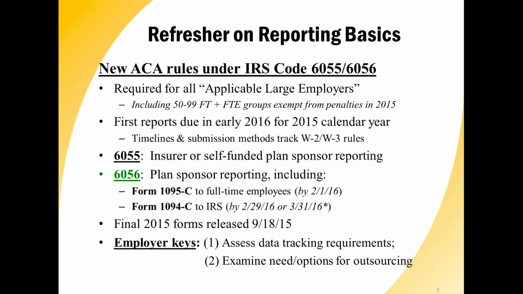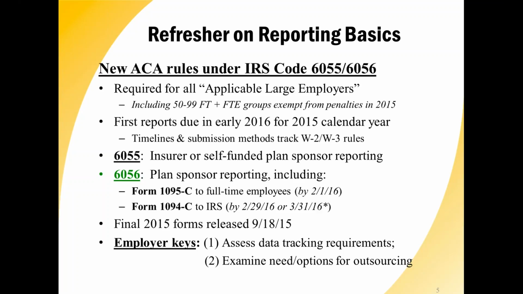But the two forms that we've got to get familiar with if we're employers are the 1095-C, which is the equivalent of the W-2, and the 1094-C, which is the equivalent of the W-3. One popular question: we've got two or more entities. We've got one business, so to speak, but we've got more than one tax ID number, more than one formal tax entity involved. Which entity is going to do the reporting?